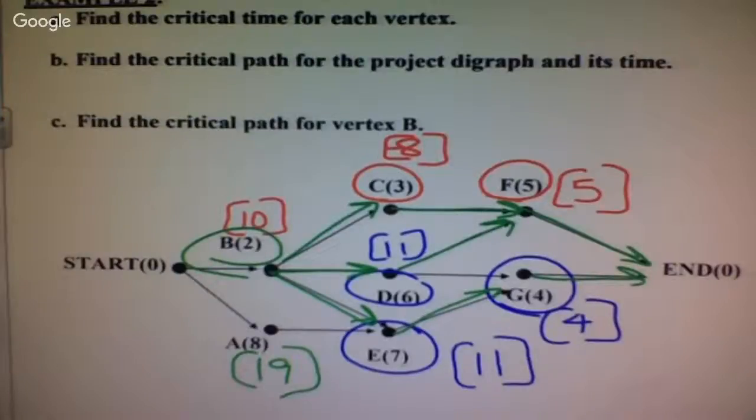Or you can go B to D to G. I can go D to G to the end. So there's several different ways that I can go from B to the end. I need to find the biggest. Okay, so B to D, D to F, F to the end, or B to E, E to G to the end is your longest, which actually makes B what? What is B going to be critical time-wise now? 13.